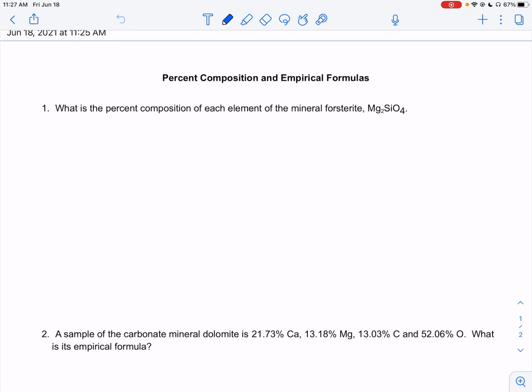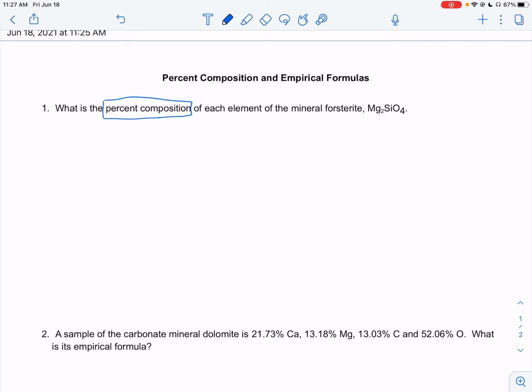So this video is going to go over this in-class worksheet on percent composition and empirical formulas. And so our first question says, what is the percent composition of each element in the mineral forsterite, Mg2SiO4? And so if we have to find the percent composition, right, we're going to need the percent composition of each.